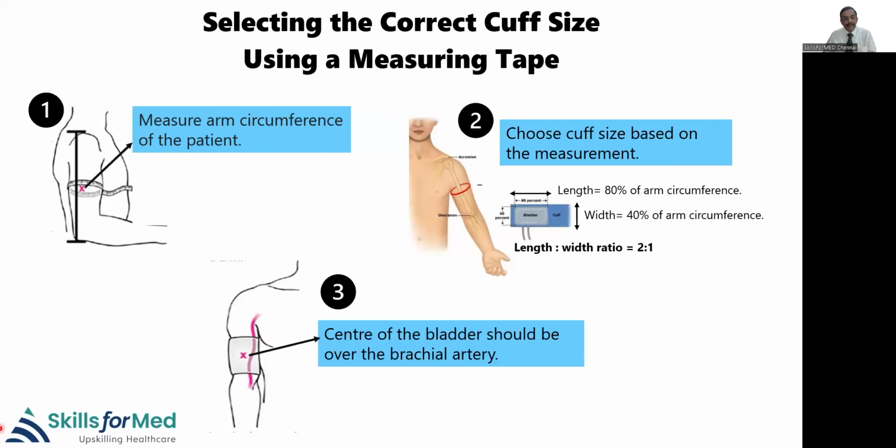But how many of us practice it? Is it practical to carry a tape in your pocket to measure it for each and every patient, and then take a calculator out and calculate 80%, 40%, and then choose the cuff size? It's actually very impractical. Of course, the center of the bladder should be over the brachial artery. That's important. But it is theoretically sound, but practically very difficult to implement.